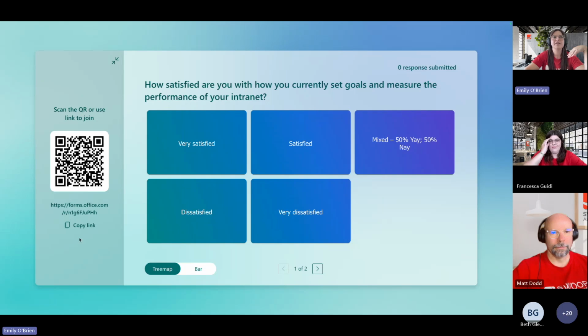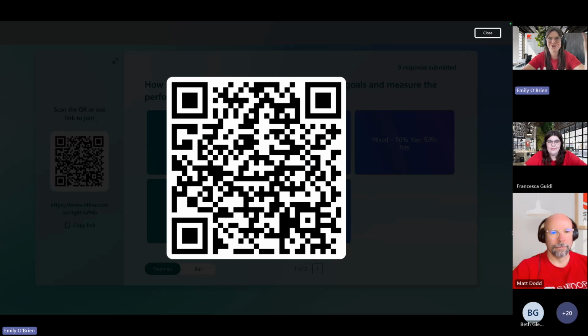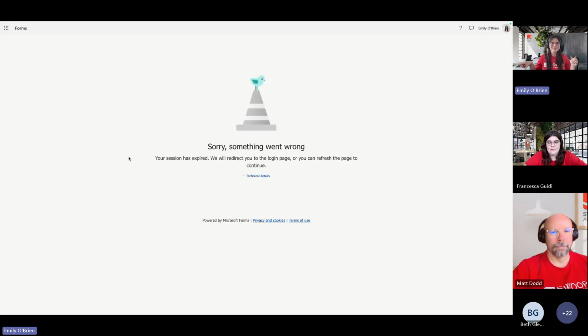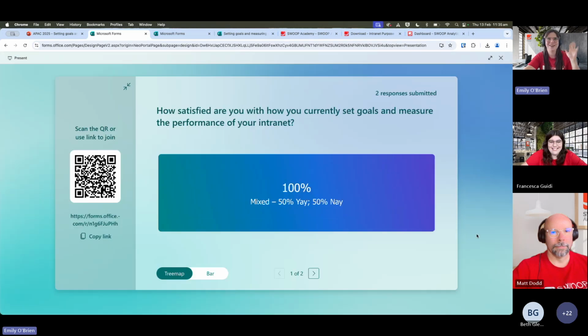If you want to access it just on your phone, we've got a big QR code there, and it should take you straight through to the poll. Sometimes you get a bit experimental with this, so I'm hoping this all tracks smoothly. You'll have 2 questions. The first question is, how satisfied are you with how you currently set goals and measure performance of your intranet? We've got a few different options there, everywhere from very satisfied to very dissatisfied. Oh, well, okay, we've got answers coming through. Sorry, that was a bit of a jump scare.